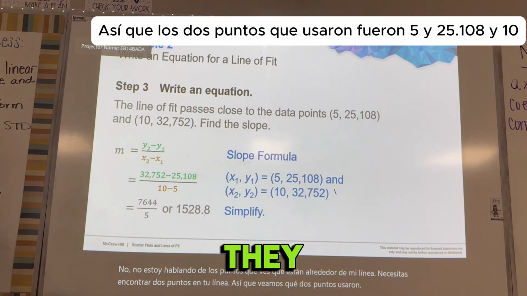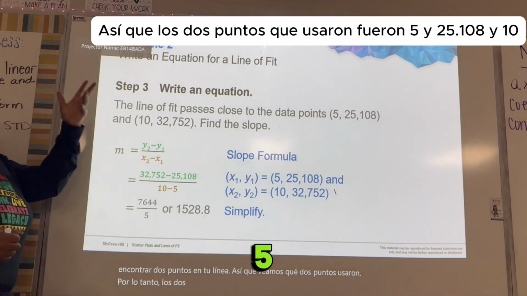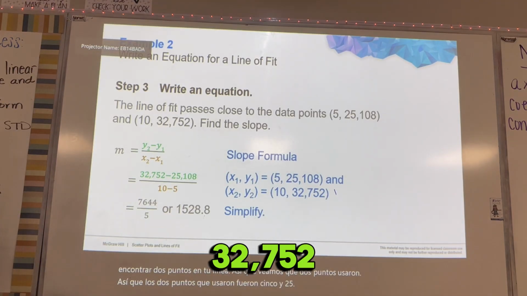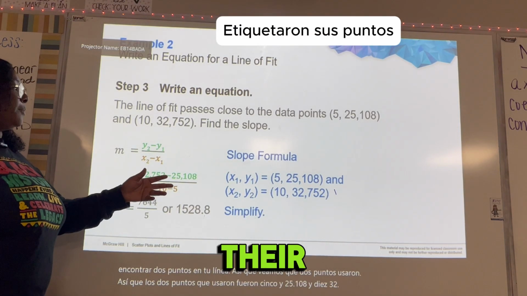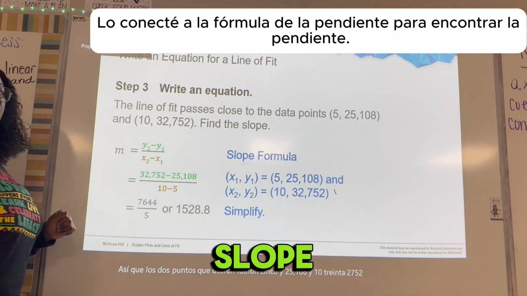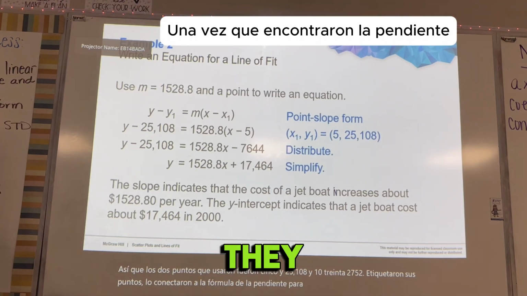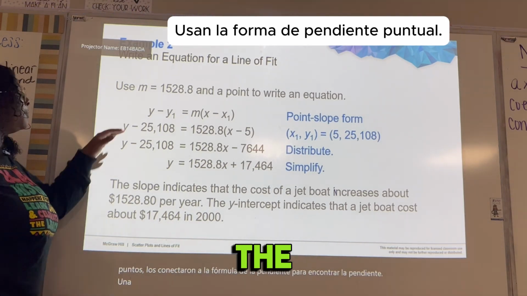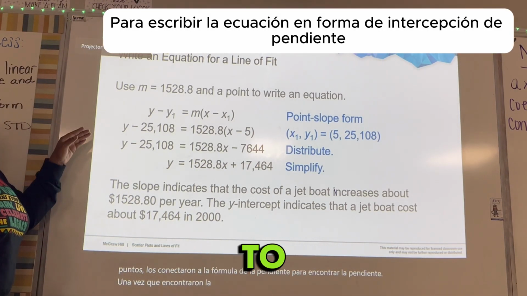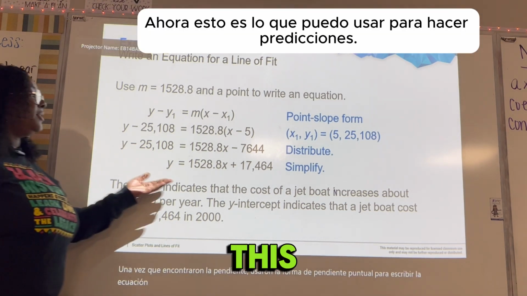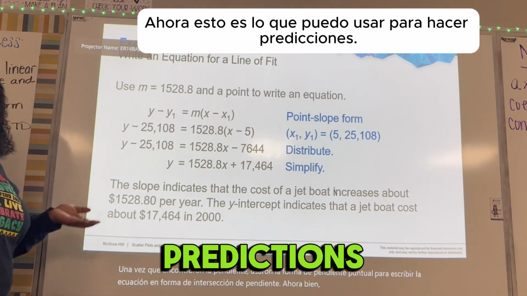So the 2 points they used were 5 and 25,108 and 10, 32,752. They labeled their points, plugged it into the slope formula to find the slope. Once they found the slope, they used the point slope form to write the equation in slope intercept form. Now this is what I can use to make predictions.